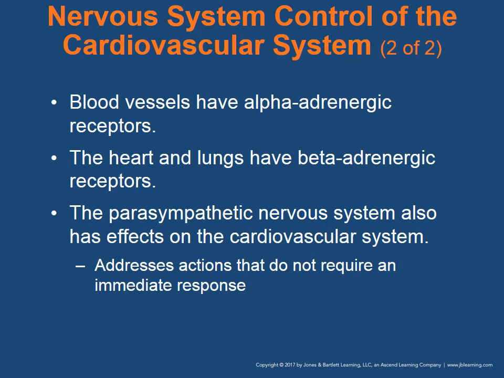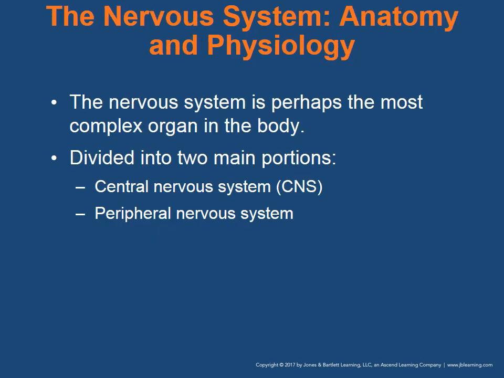So that's where we have the parasympathetic nervous system, and it has effects on the cardiovascular system, addresses actions that do not require immediate response, right? So the slower ones. That's why we talk about the feed and breed, right? It's just as important, but these are usually longer, bigger changes than that fight or flight type of change. So the nervous system, anatomy, and physiology.